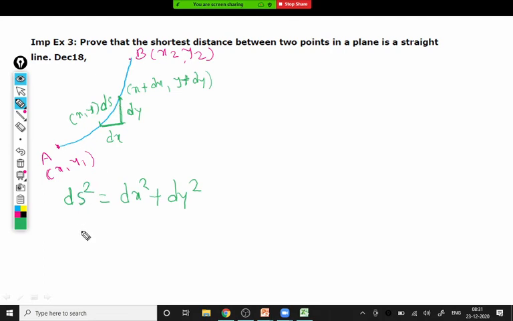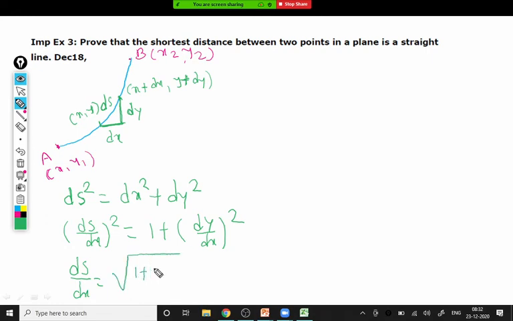So we want the entire arc length S. Before that, let me find out the formula for arc length S. So we are going to divide this equation throughout by dx. If we divide this equation throughout by dx, I can rewrite this equation like this: (ds by dx) whole square is equal to 1 plus (dy by dx) whole square. So dx square is divided throughout. So ds by dx will become square root of 1 plus (dy by dx) whole square.